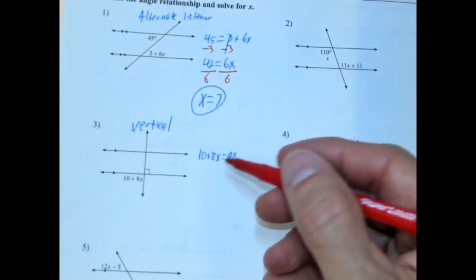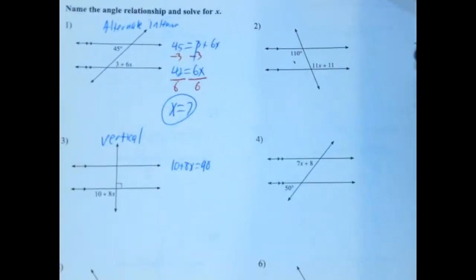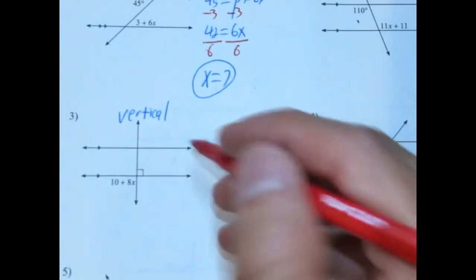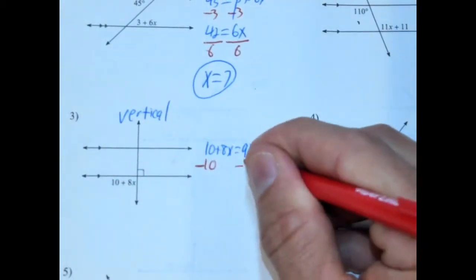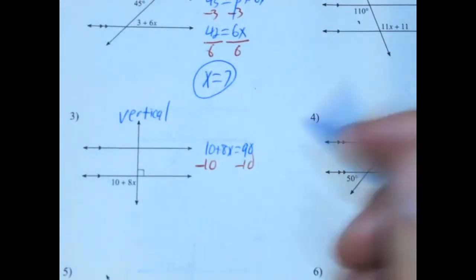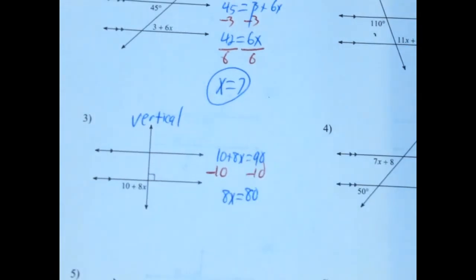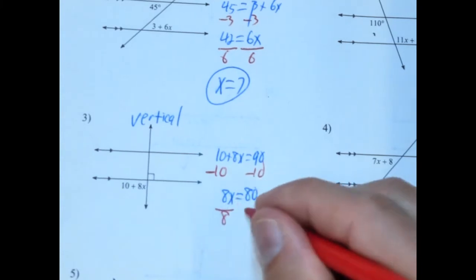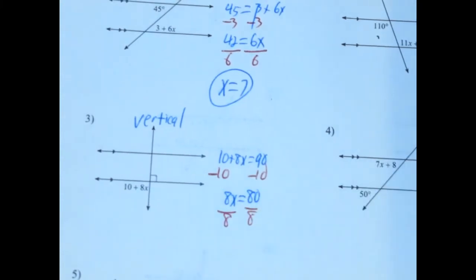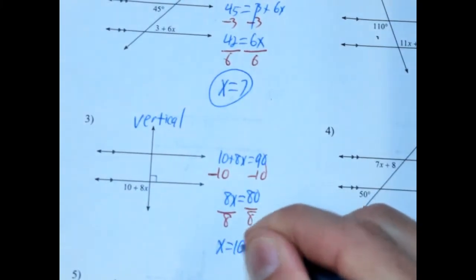We're going to get rid of our constant here, so let me zoom in a little bit so we can see a little better. There we go. So we're going to subtract 10 from both sides, and 90 take away 10, of course, would be 80, so 8x equals 80, and we're going to divide both sides by our coefficient, which in this case is 8, so x would be equal to 10.